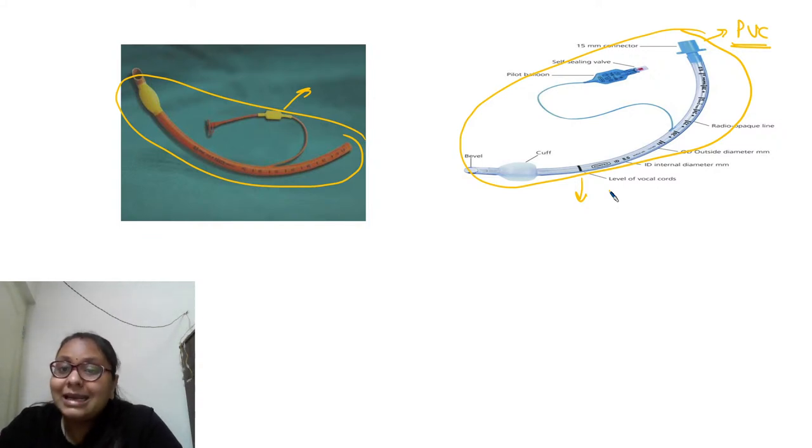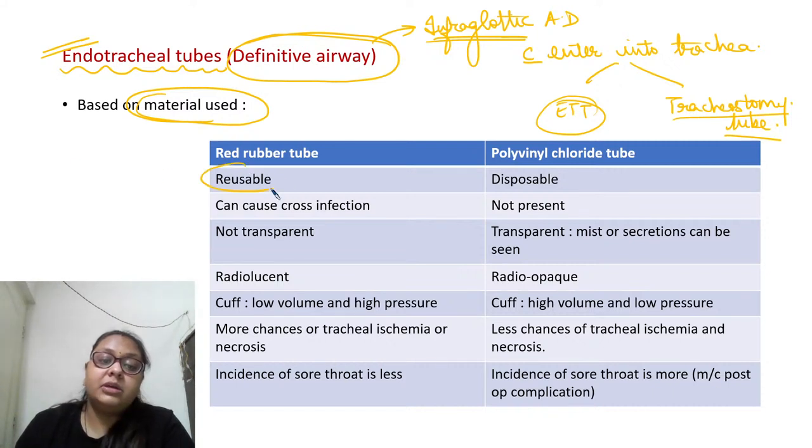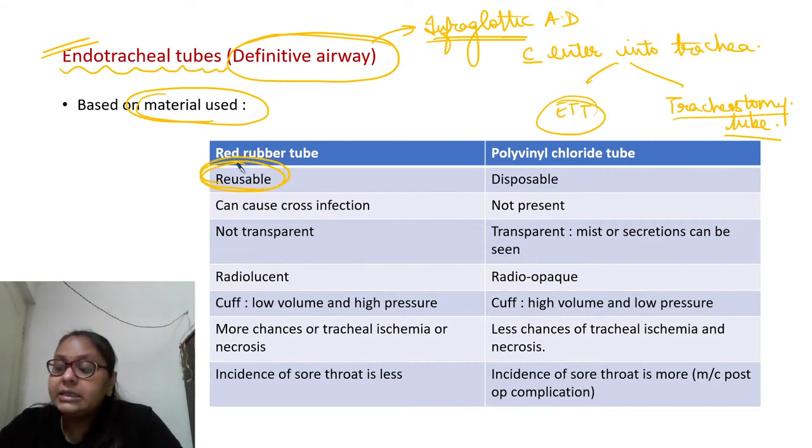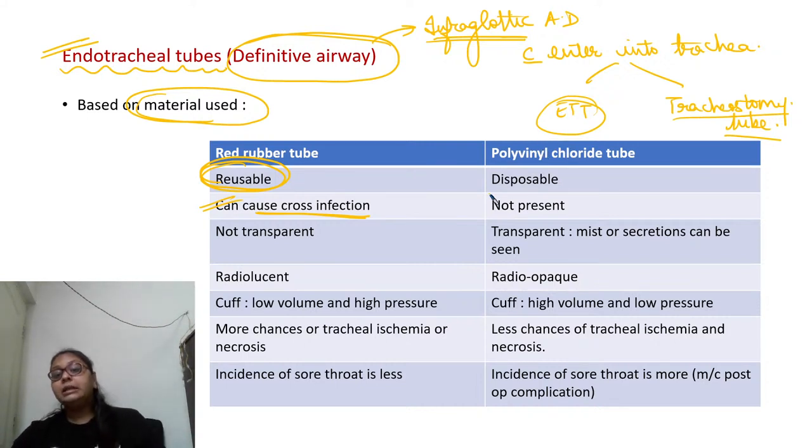The other tube is the red rubber tube. Now, what is the major difference between the red rubber and the polyvinyl tube, and why we are preferring PVC over the red rubber tube? Okay, so these can be the questions asked. So red rubber tube mein sabse badi problem ye hai ki these are reusable, and therefore there are chances of cross infection. They can cause cross infection, whereas the polyvinyl tube, these are disposable, and therefore there are no chances of cross infection.